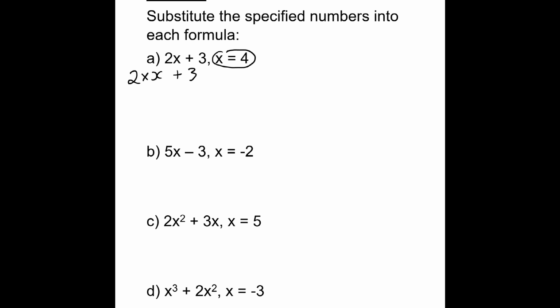So, wherever I see an x in my formula, I can replace it with a 4. So instead of 2 times x plus 3, I can write 2 times 4 plus 3. Now we need to remember BIDMAS. M comes before A in BIDMAS. The M stands for multiply. So I need to do 2 times 4, which is 8, and then A for add, my 3. So I will end up with a final answer of 11. So when x equals 4, 2x plus 3 equals 11.